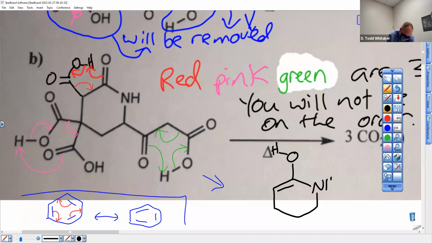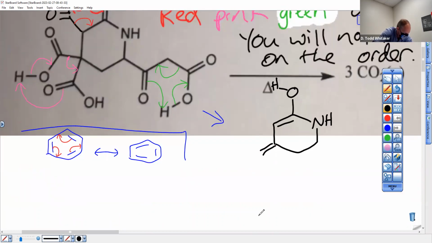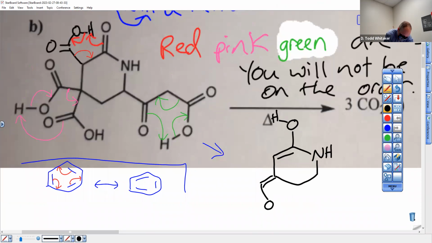Okay, N is still NH. There's a double bond to this here, and it has an OH definitely to the right and down. And what about over here? What happened to this O? OH. And down here we have no carbonyl, but we have a double bond here and an OH.